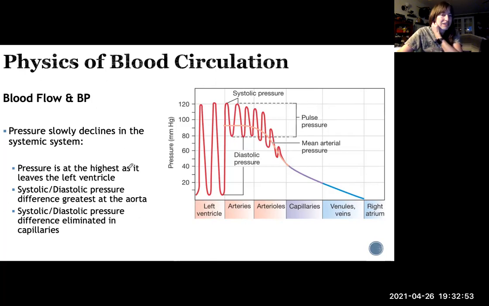So the pressure is at its highest at the left ventricle. The difference between systolic and diastolic is greatest at the aorta, okay? And then that difference between the systolic and diastolic, this wavy pattern, goes away by the time you get into the capillaries, smooths out. Okay, so you would not be able to determine a pulse because you do not have this blood pressure rise and fall, which is what a pulse actually is. You would not be able to measure that in capillaries or any of your veins.